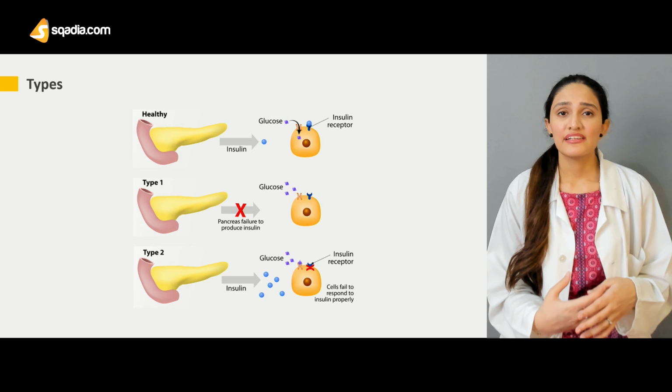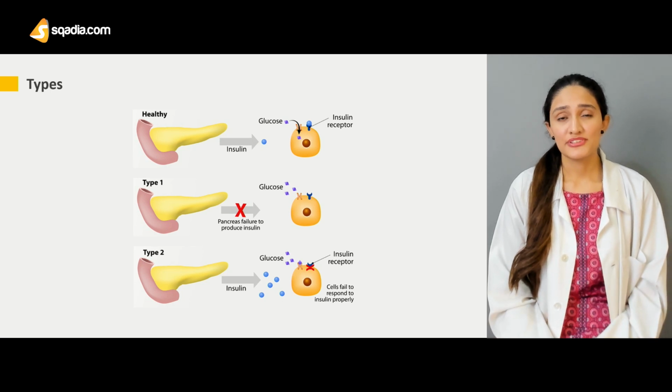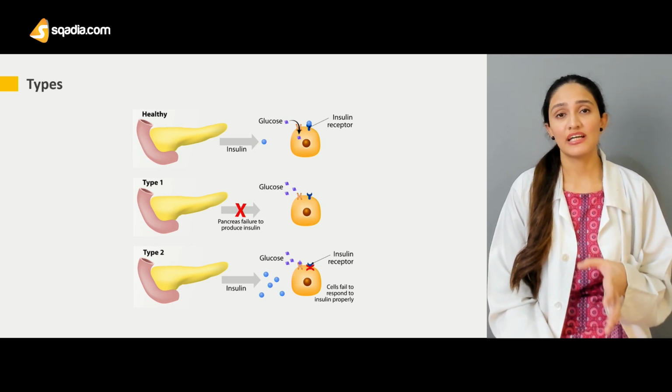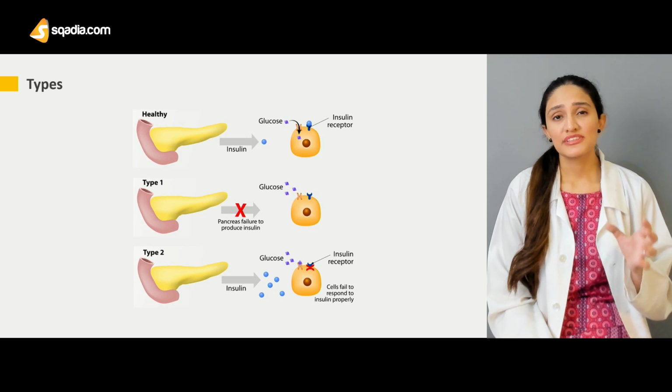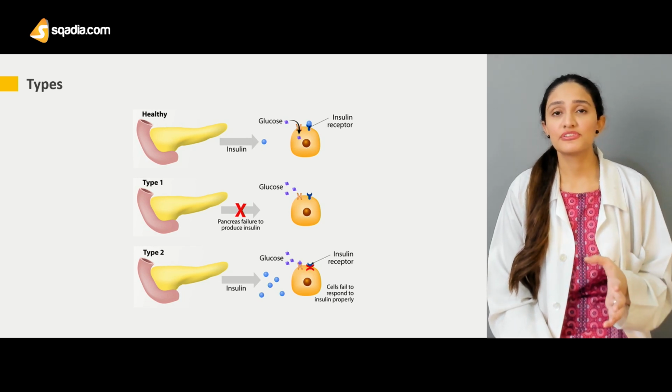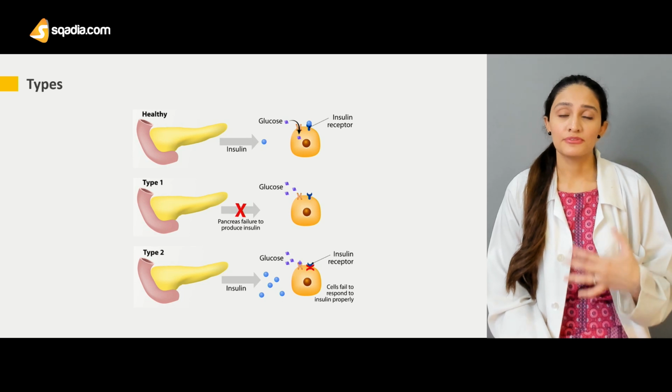types. One being MODY that I mentioned. It's the maturity onset diabetes of the young. So it's very, very specific to individuals who are children and teenagers.